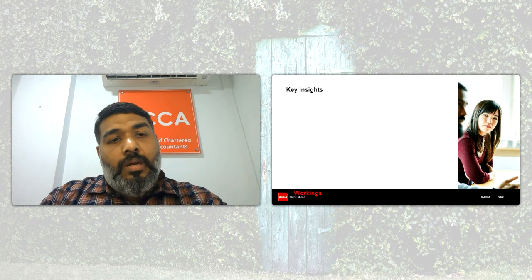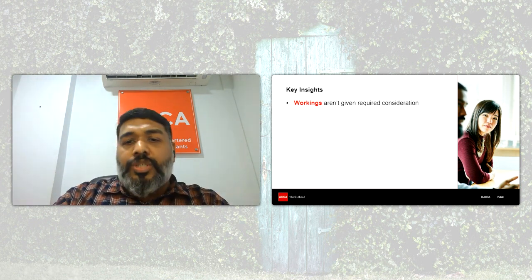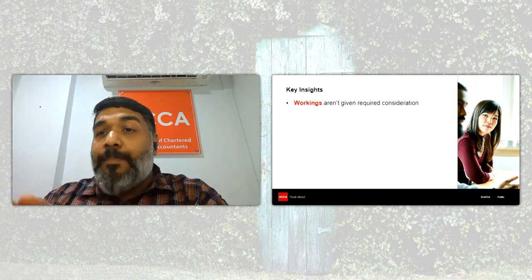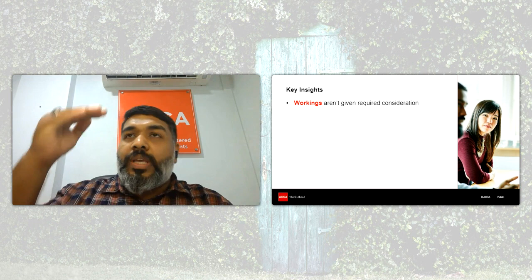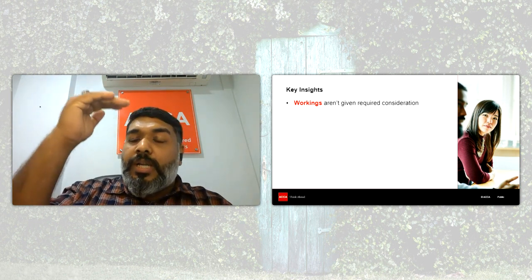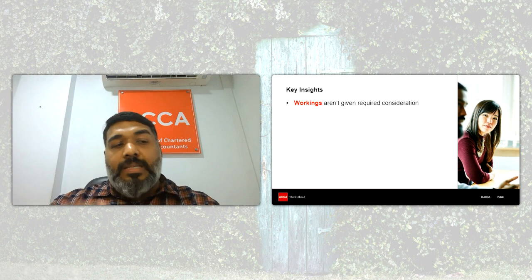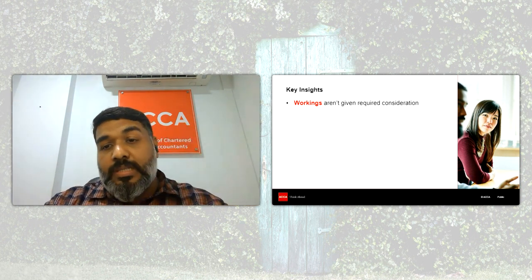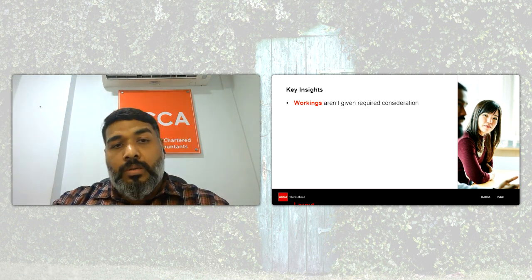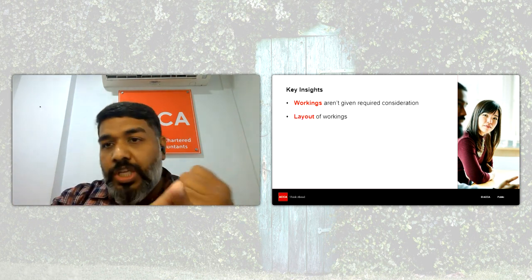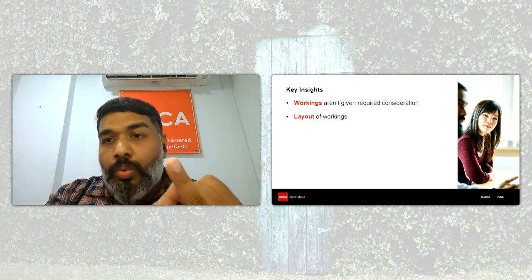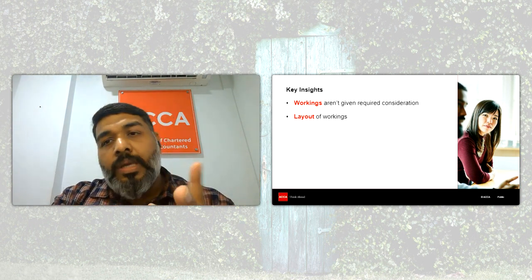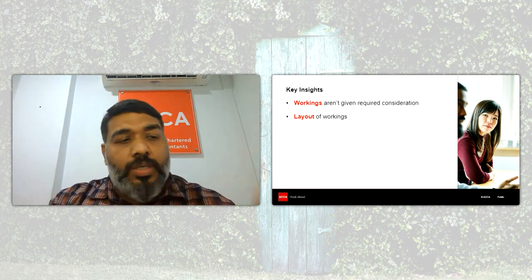So key insights or workings aren't given any due consideration. Especially as far as the working capital working note is considered, showing the year on year incremental working capital and placing it at the right year with a good layout is necessary. And how do you do it with a good layout? You can show the working capital that is required, what is the incremental working capital, and finally, what is going to be the working capital cash flows.